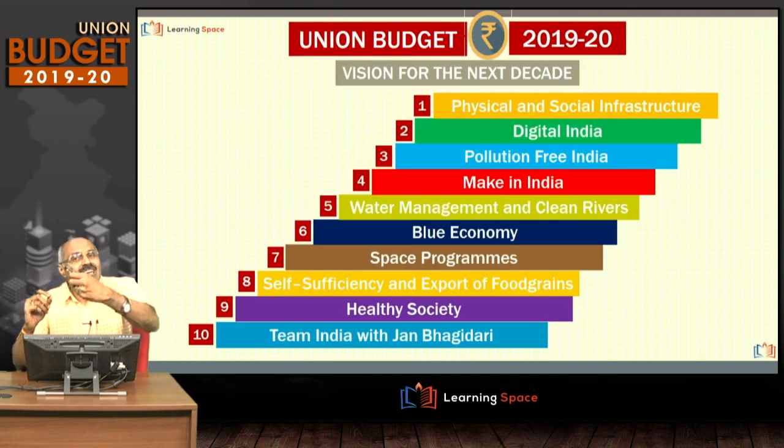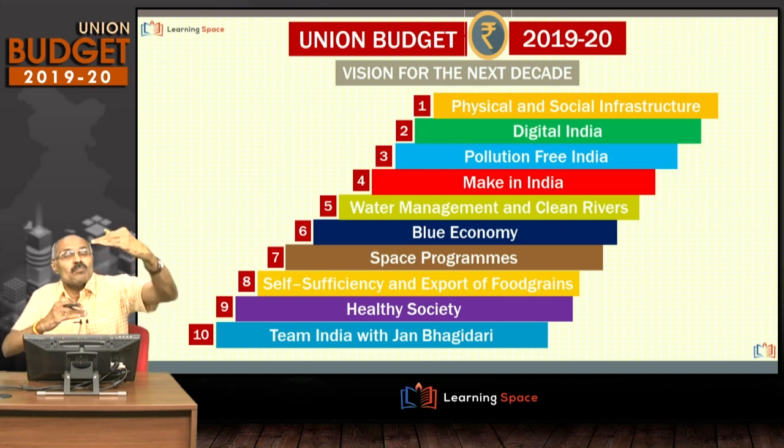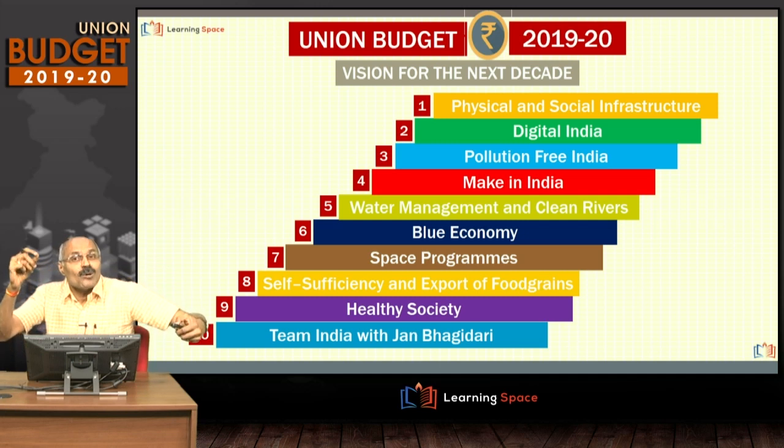This is the vision for the next decade. Just have a glance at it. What is Government of India's vision for the next decade? And this concludes the facts and figures part. Let us look at what are the important takeouts from the Union Budget. Third part will be critical appraisal. So let us start with the important takeouts.